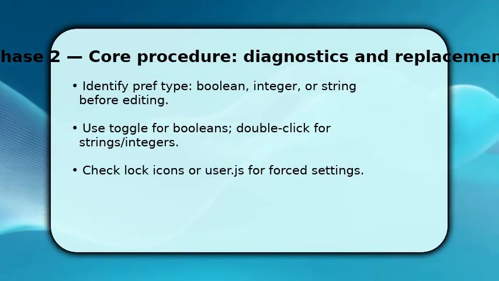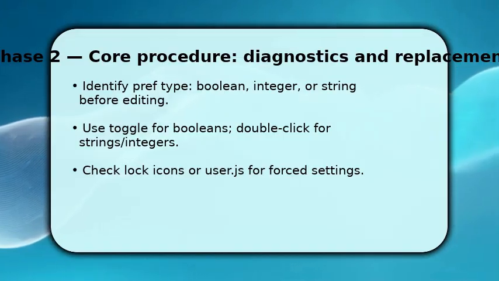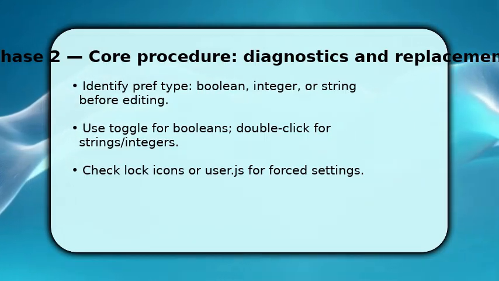If it's a Boolean, use the toggle control. For strings or integers, double-click to open an editor and enter the exact code or value. Once you change a pref, observe the source flags: user set, default, or locked, because locked prefs come from policies or user.js. If you need the raw file, open your profile folder and inspect prefs.js or user.js to see the literal code lines.